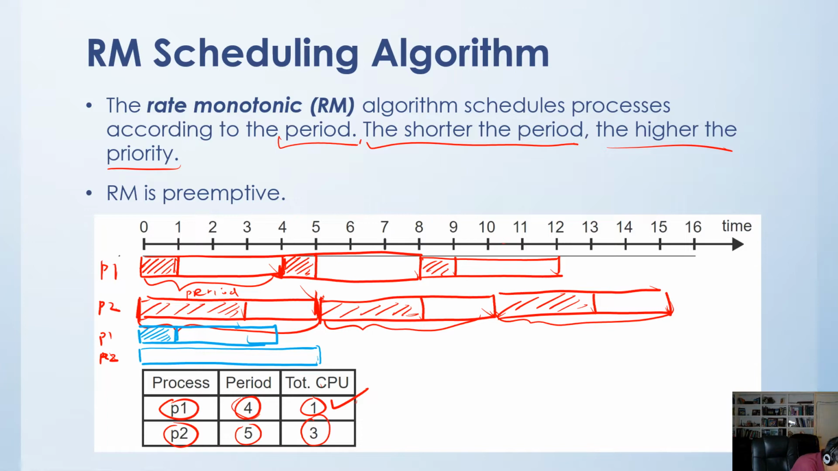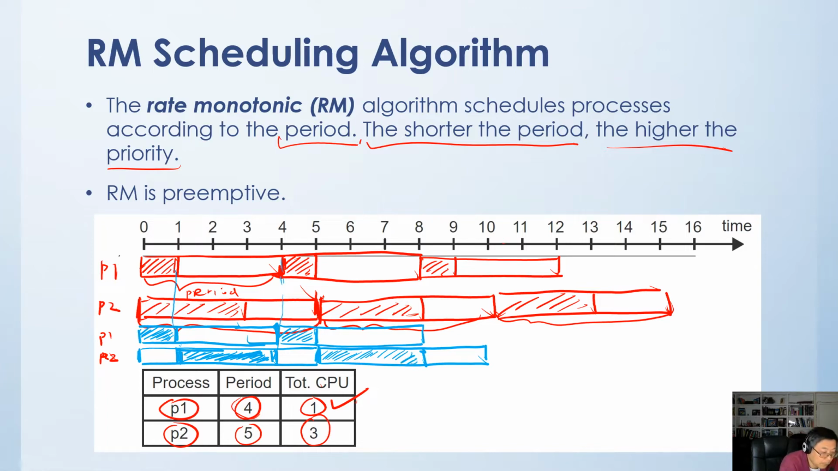Now, if both P1 and P2 are fighting for the CPU, P1 will get the CPU because the period for P1 is 4, which is shorter than the period of P2, which is 5. So P2 can start only after P1 completes its job, and then P2 can run from time 1 to time 4, because the total CPU time is 3. Okay. And then for the next period from 4 to 8, P1 will start. And then the next period from 5 to 10 for P2. P2 starts at 5 because you have to wait until P1 completes its CPU time.